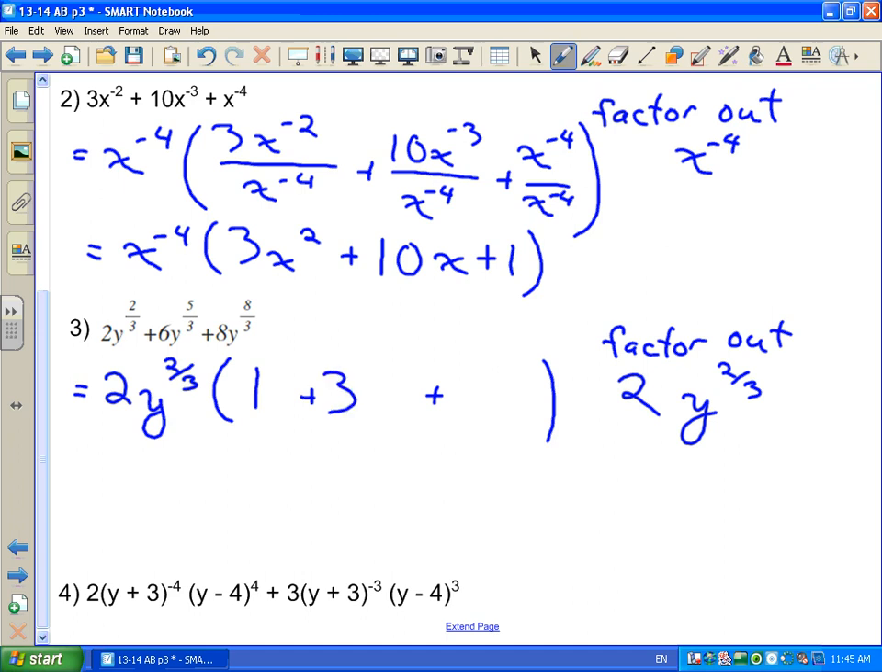Factor out the 2, I'll have a 3. And then I'll have y to the, let's see, 5/3 minus 2/3 is 3/3, which is just 1. And 4, 8/3 minus 2/3 is 6/3, which is just 2. So y squared.